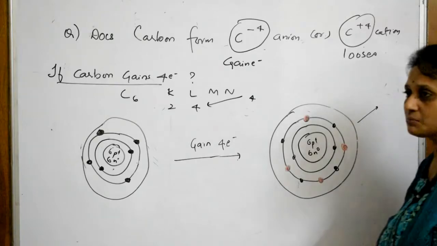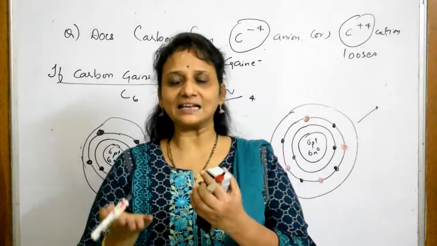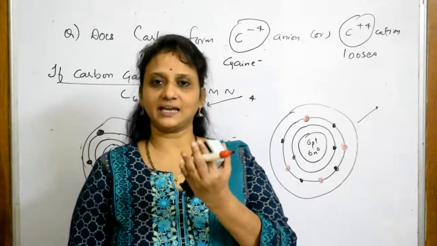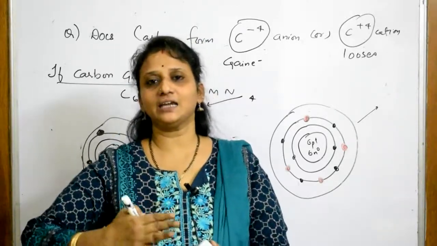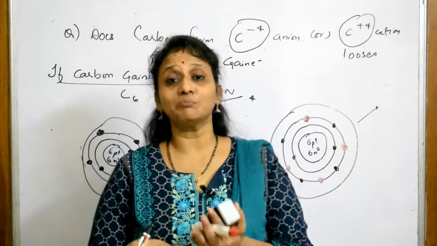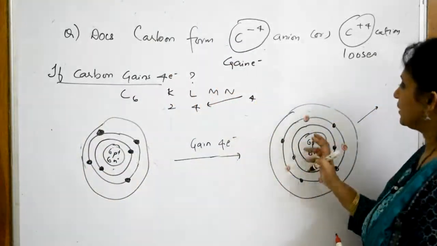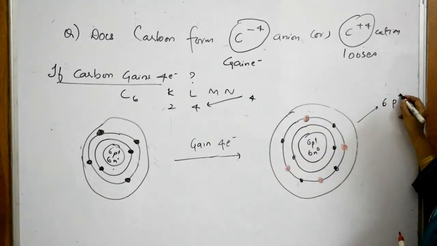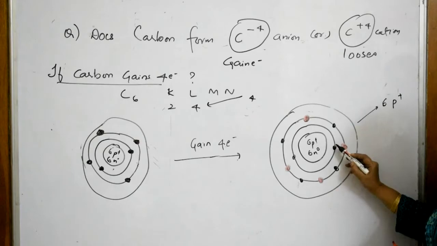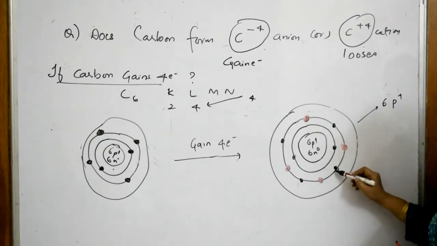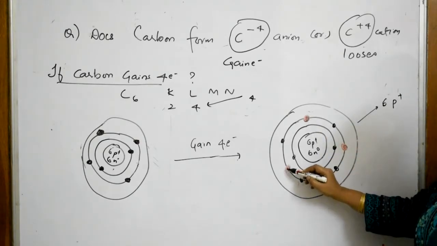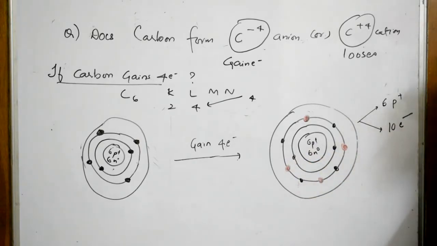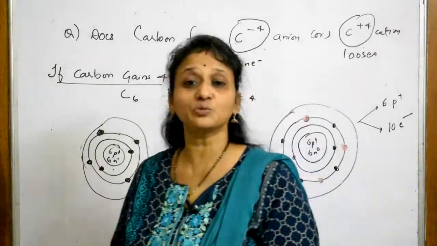Always remember, the number of protons and electrons should balance. That is a concept. Sometimes an atom lacks, it will gain or lose, but it should not become bulkier. Now when it gains 4 electrons, how many protons? There are 6 protons. How many electrons? Let us count: 1, 2, 3, 4, 5, 6, 7, 8, 9, 10. So 10 electrons.